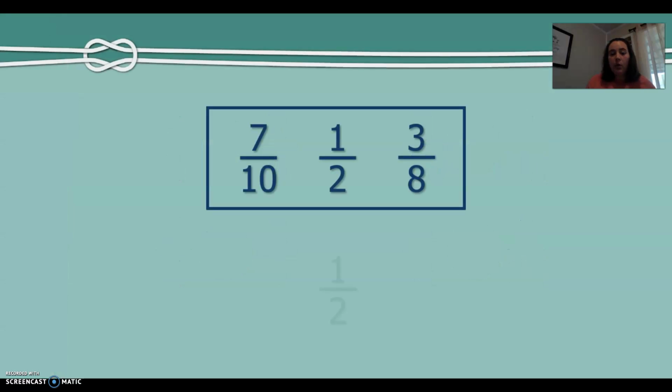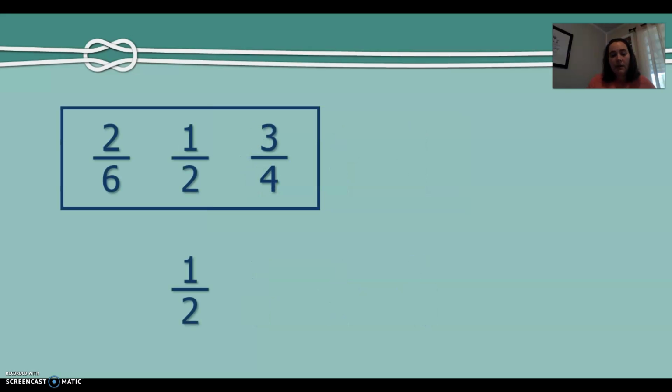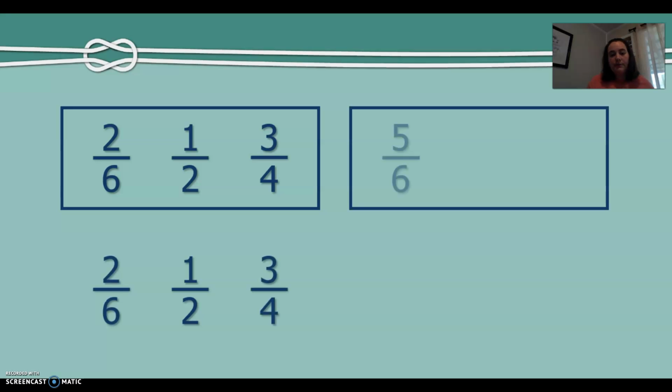Now if we're wanting to put them in order, we put 1/2 in the middle. 3/8 is smaller, 7/10 is bigger. 1/2 in the middle, 2/6 is smaller than 1/2, 3/4 is bigger than 1/2. Here, 1/2 in the middle, 1/4 is smaller, 5/6 is bigger.